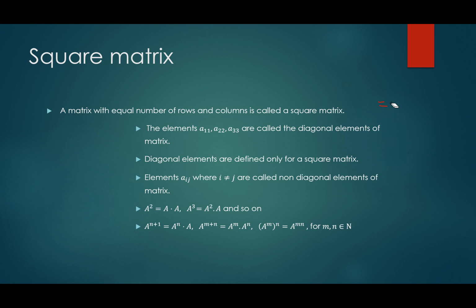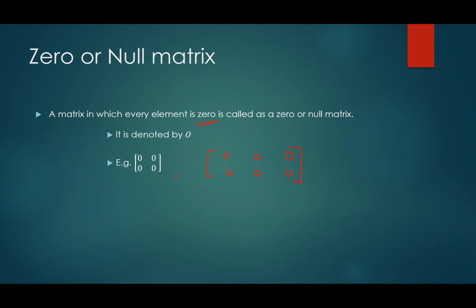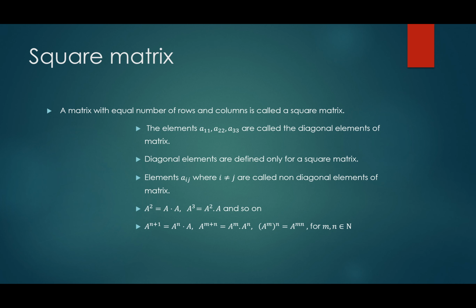So in a square matrix, the number of rows and number of columns are always equal. We can have different orders, like 2 by 2 or 3 by 3. What is the meaning of 2 by 2? My matrix will have 2 rows and 2 columns. What is the meaning of 3 by 3? My matrix has 3 rows and 3 columns. Now the next point, the elements a11, a22, a33. Remember one thing, usually the elements are denoted by small letters. And what is this 1 1?